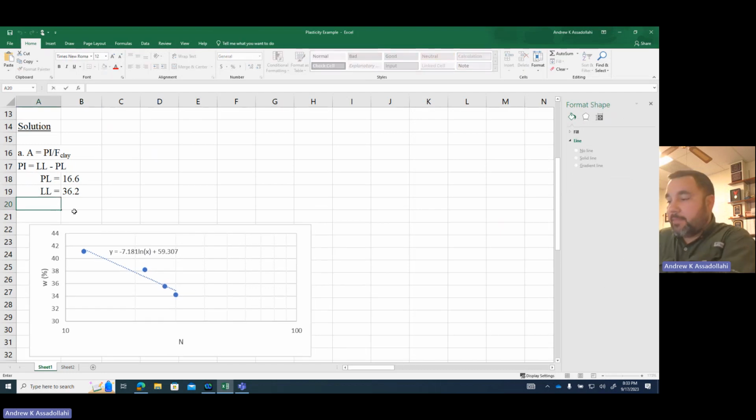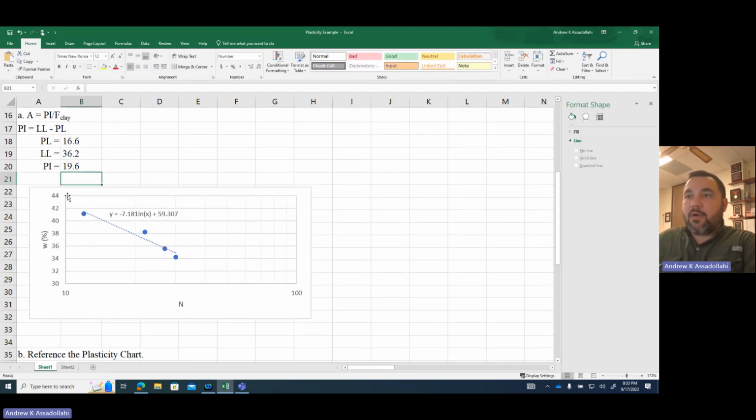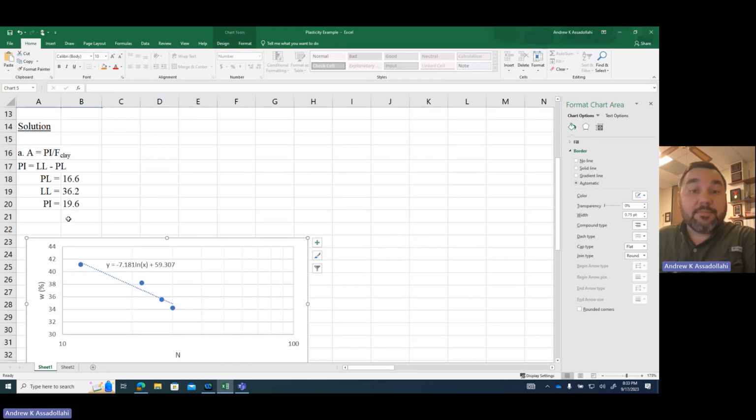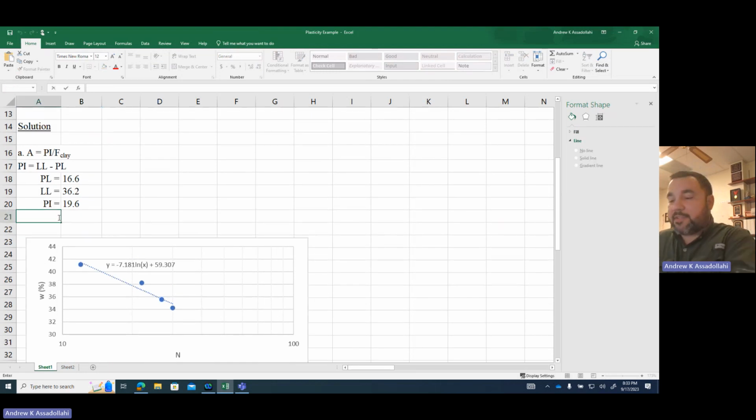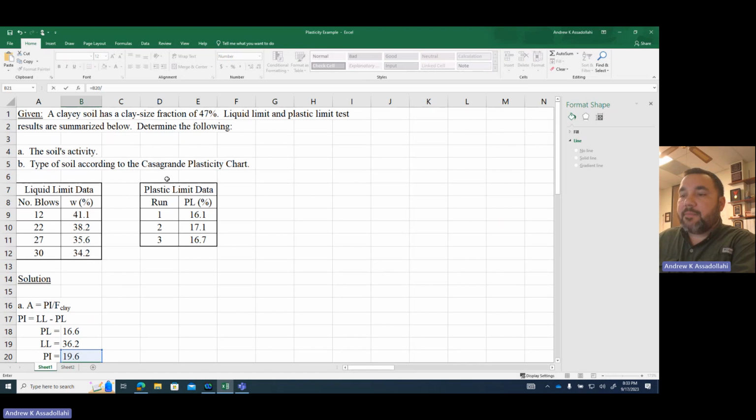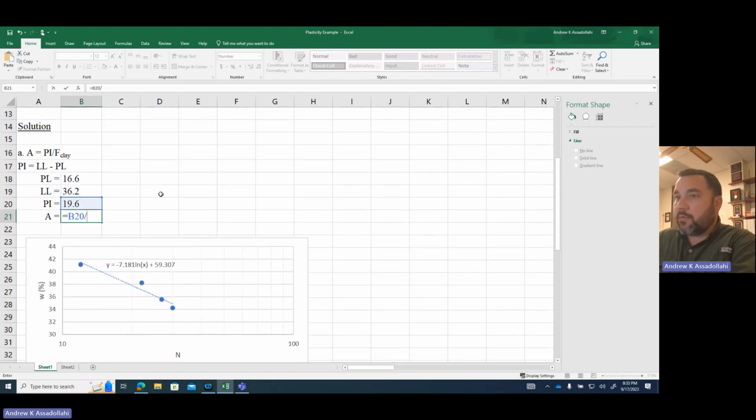Now I can clearly get my plasticity index. So my PI is just going to be equal to my liquid limit minus my plastic limit. Okay. Now, finally, I need my activity. That's what I was asked to do in this problem. So I'm going to say my activity equals, and that's that plasticity index divided by the clay fraction, which given above here in the problem statement was 47%. So we're going to say divide by 47, and we get 0.4.